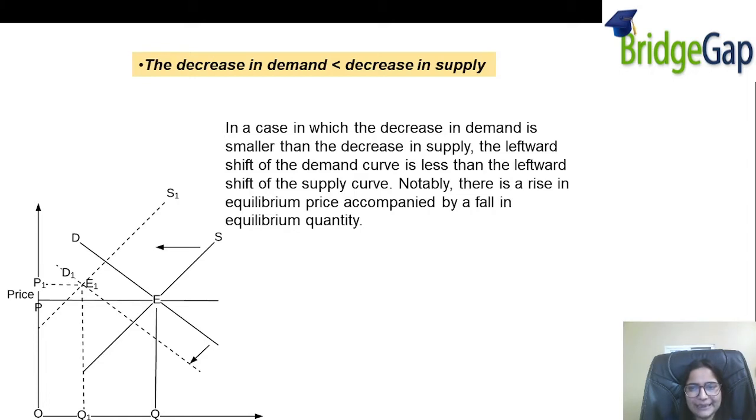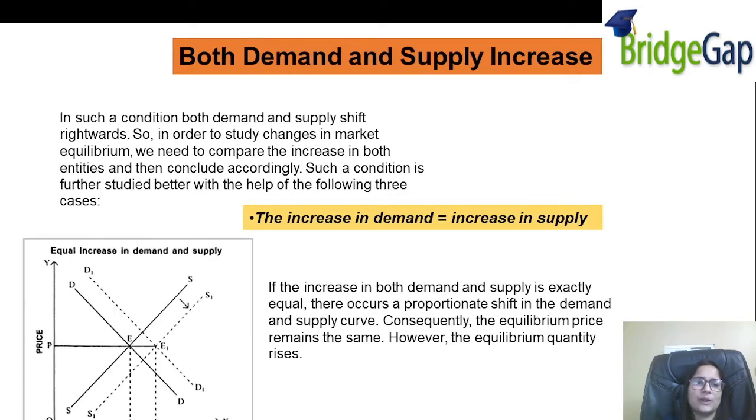So notably, there is a rise in equilibrium price from P to P1, accompanied by a fall in the equilibrium quantity. Here also you can see the decline in the quantity is greater than the increase in the price. Alright, I hope these three situations are very much clear to you all. Let's have a look at another situation.